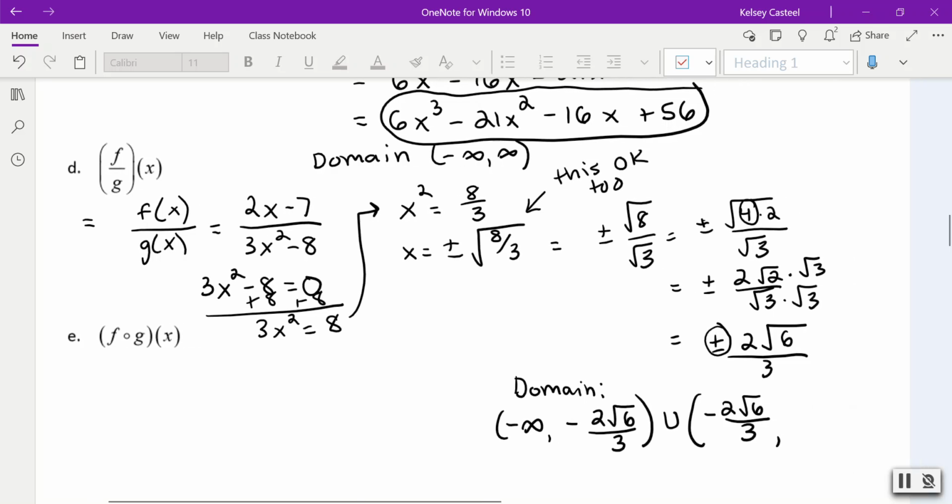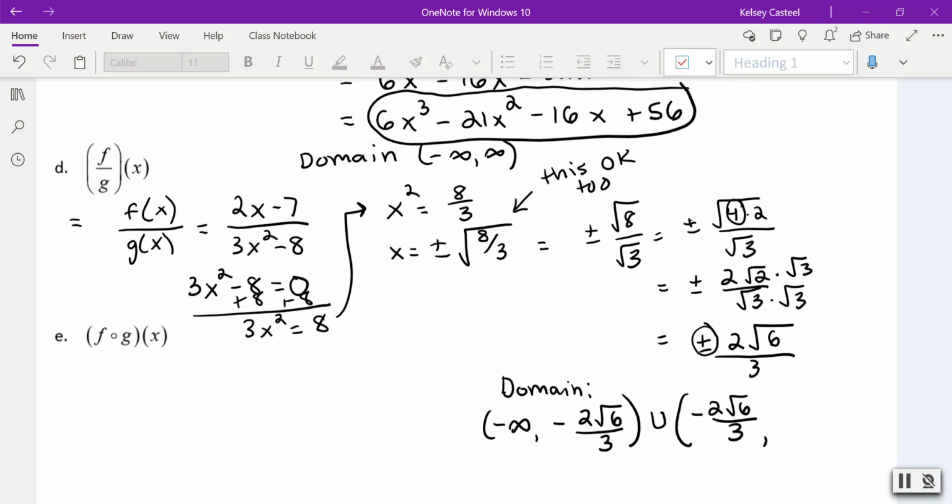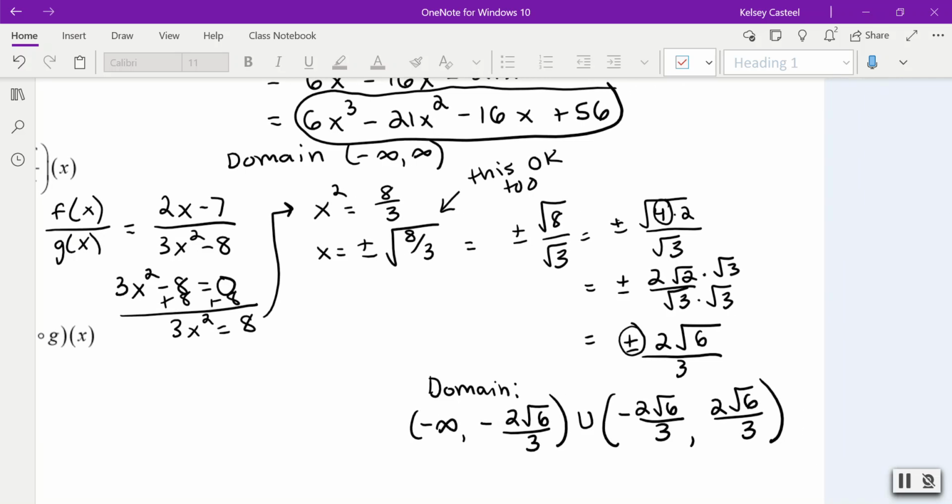The next one that we hit is the positive option. So we would have positive 2 square root of 6 over 3. And again, we have to pause when we hit that one because we can't actually use it. So we jump over it. So now we're on the other side, 2 square root of 6 over 3. And now I can continue on without any problems. So now I can go towards positive infinity.